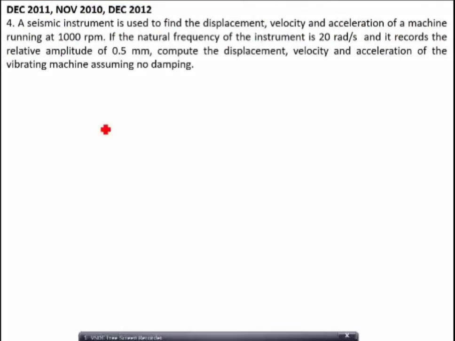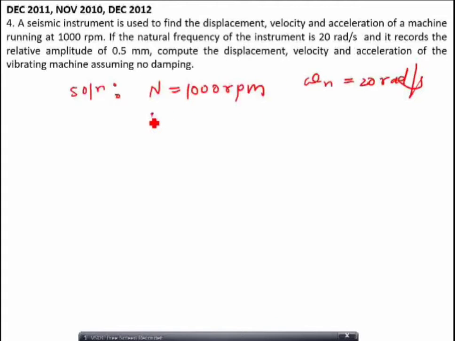Okay, so now we will solve the next problem, that is problem number 4. Let us understand what is the given data. A seismic instrument is to find the displacement, velocity and acceleration of a machine running at 1000 rpm. So n is given as 1000 rpm. If the natural frequency of the instrument is 20 radian per second, so omega n is given as 20 radian per second. So omega, that is the excitation frequency, is 2 pi N by 60, so that becomes 104.71 radian per second.